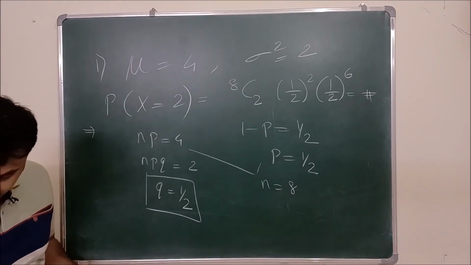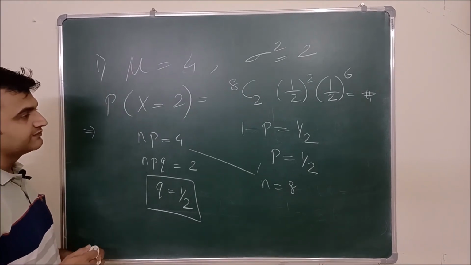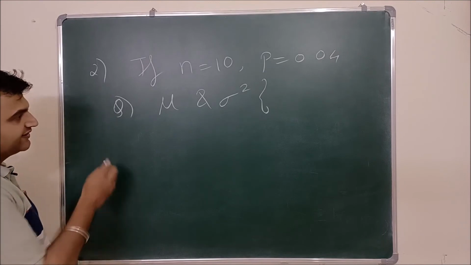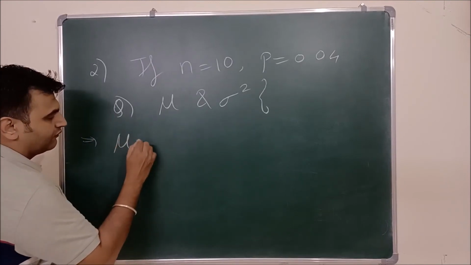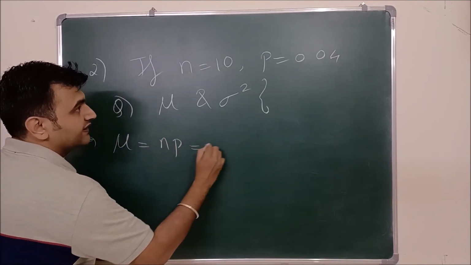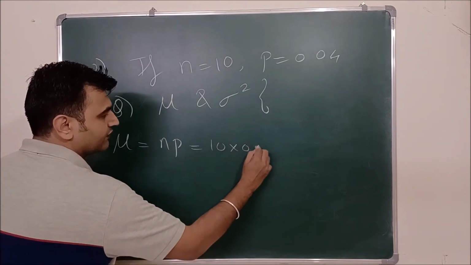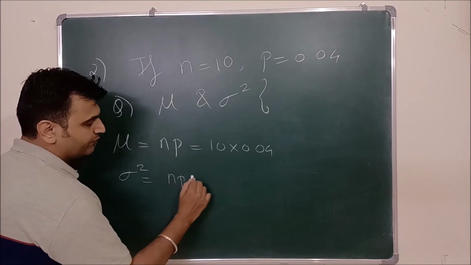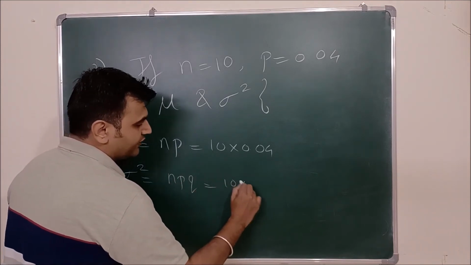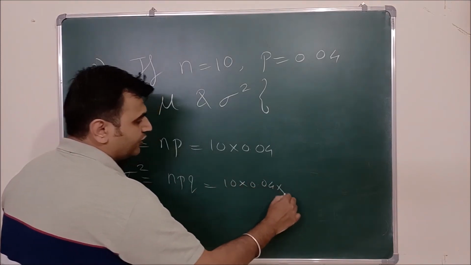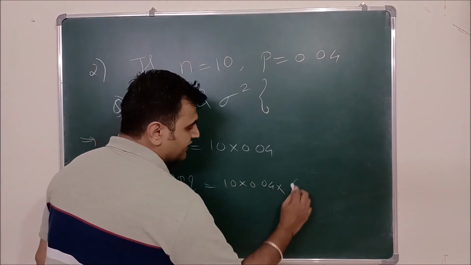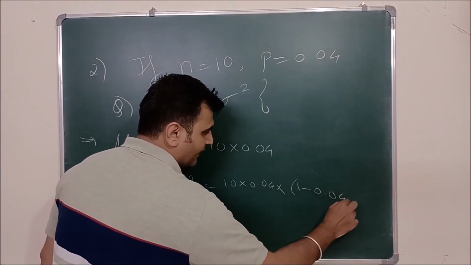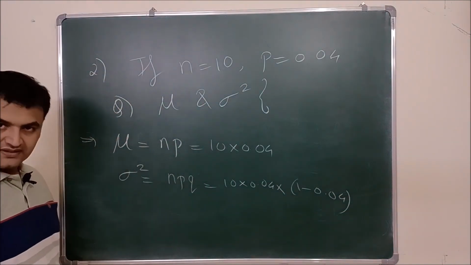Now let me take one more example. This is quite simple, right? Here you need to find the mean. What is the mean? n into p, which is 10 into 0.04. And what is the variance? It is npq, n into p into q, which is 10 into 0.04 into q, where q is 1 minus p. You solve it, you get the answer.